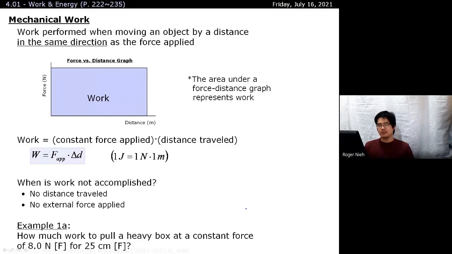Example 1A. How much work is it to pull a heavy box at a constant force of 8 newtons forwards for a distance of 25 centimeters forwards?